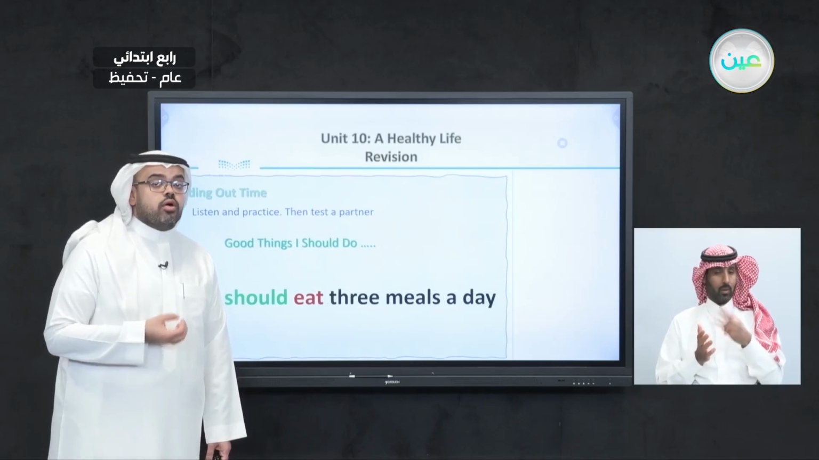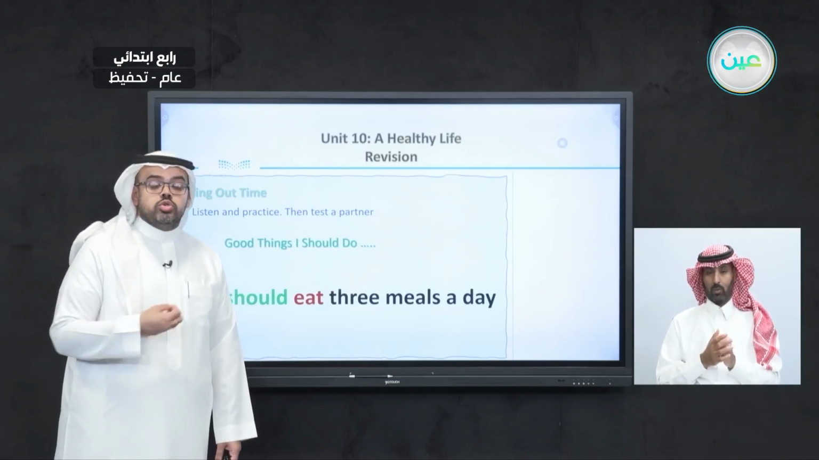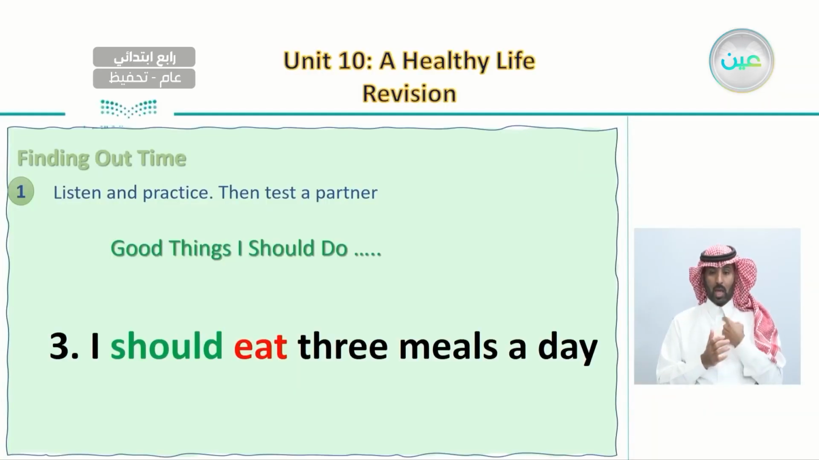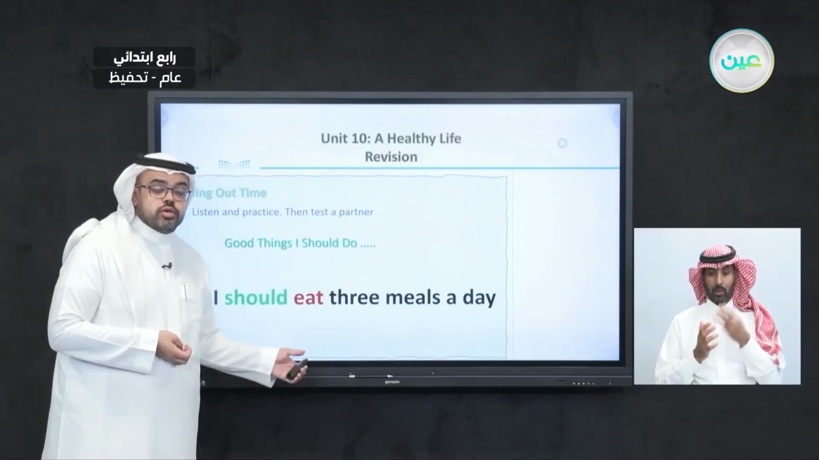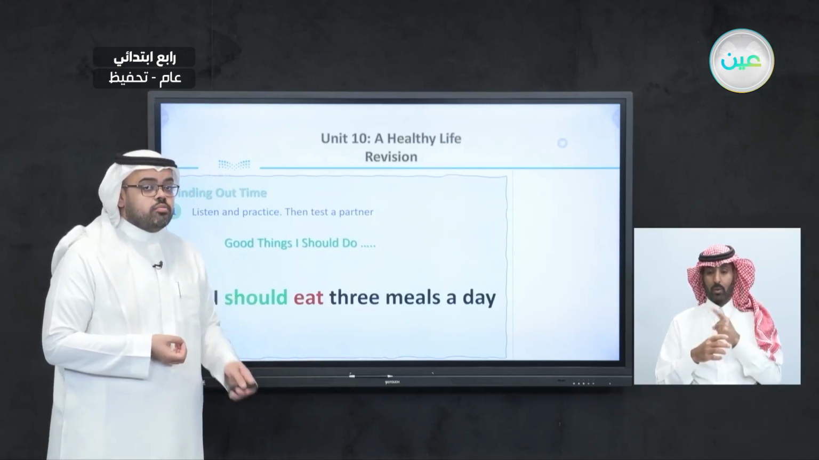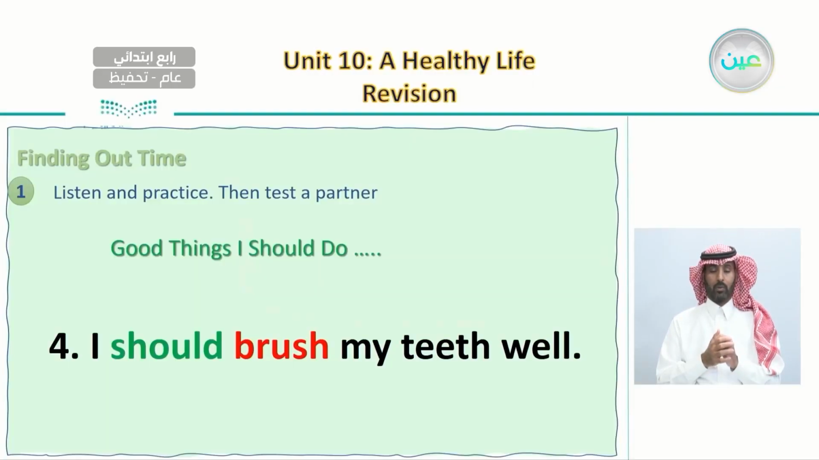The third good thing that you should do to have a healthy life, number 3, is I should eat 3 meals a day. So the third good thing is to have 3 meals a day at least. And number 4, I should brush my teeth well. This is the fourth good thing that we should do.